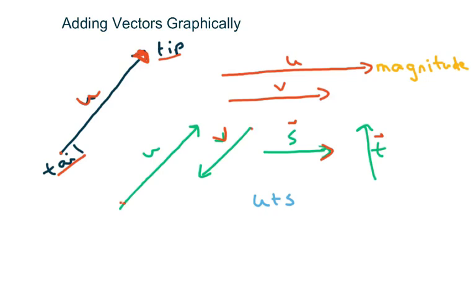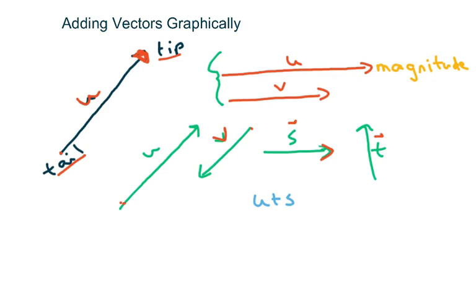Now, we can see that U is longer than V, so we say that U has a greater magnitude than V. Remember on the first video we were talking about 5 meters, 11 meters? That would be a greater magnitude. And then we're given some vectors, and we want to add them.